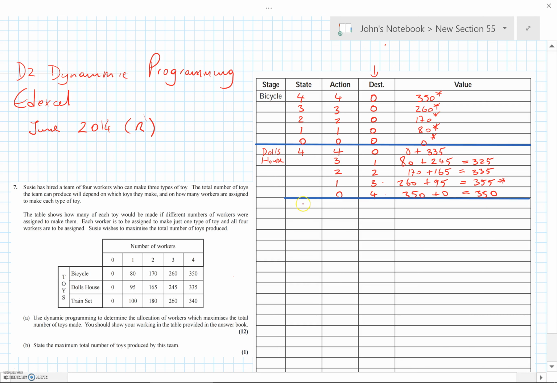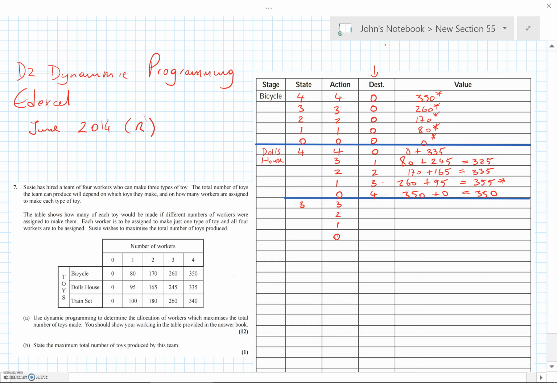Okay, so now we're on to the next state for doll's houses. So there may be 3 workers available. And of course the most that can actually do the doll's house is 3, but we can have 2, 1 and 0.